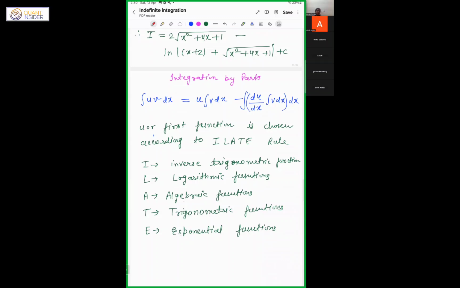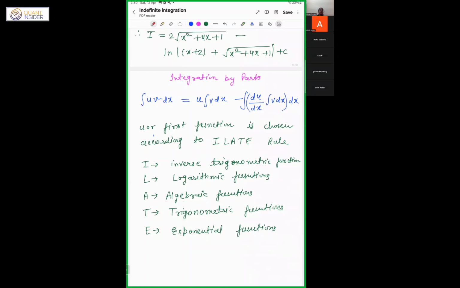Let's move to another method of integration, which is called integration by parts. It is very important, and I will also tell you the shortcut of integration by parts for some kinds of functions. Okay. So what do we do in this integration by parts?